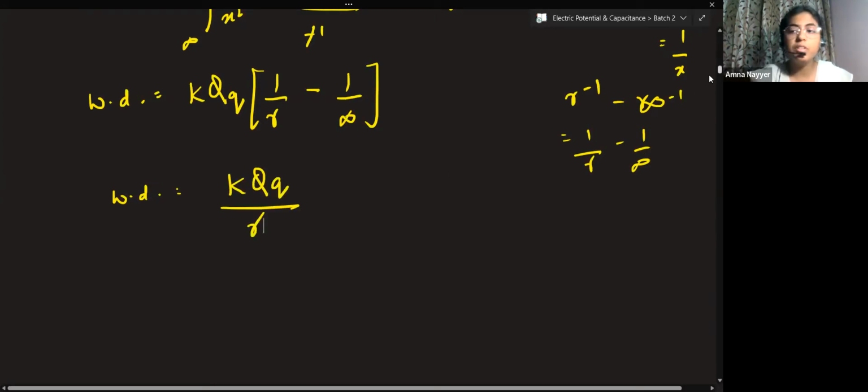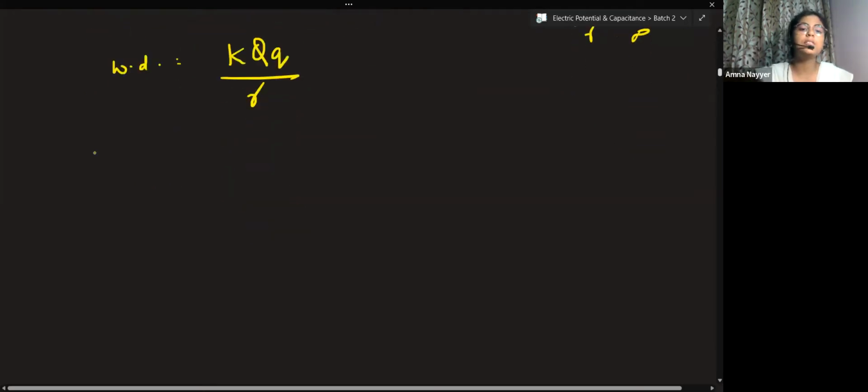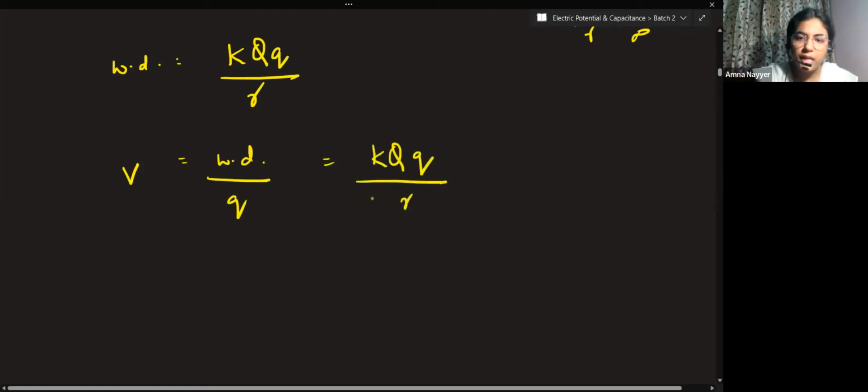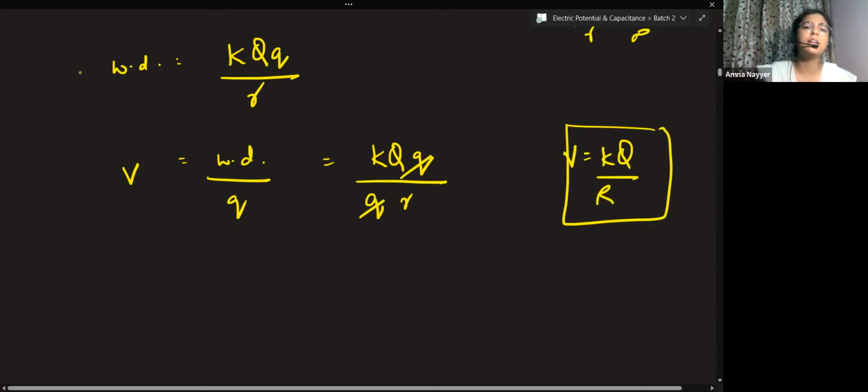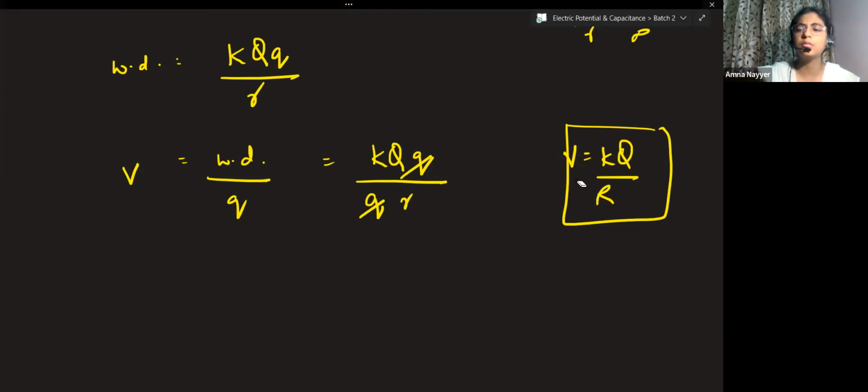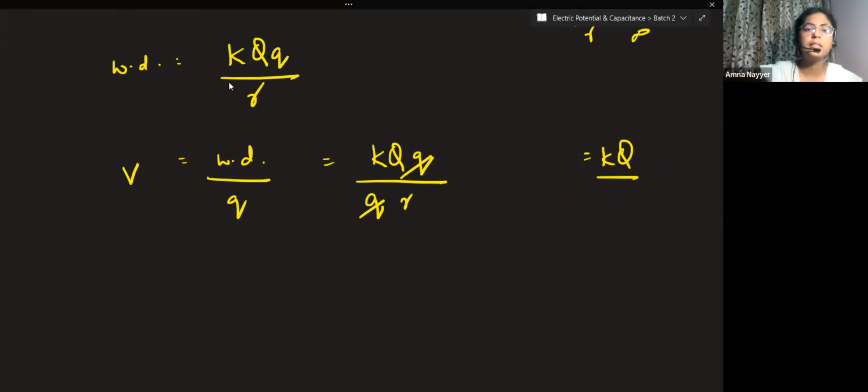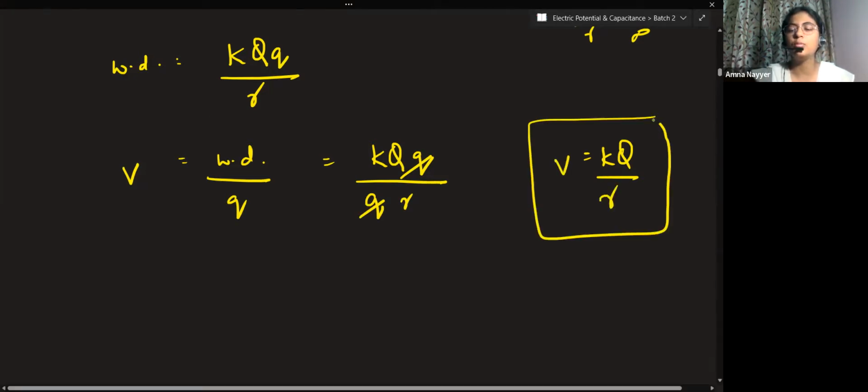Now, we weren't calculating the work done. What is the definition of potential? Potential is work done per unit test charge. So this is k capital Q small q by r, work done per unit test charge. So small q gets cancelled. Potential for a point charge comes out to be kQ by r, small r. So let me write it in terms of small r: V is k capital Q by small r.